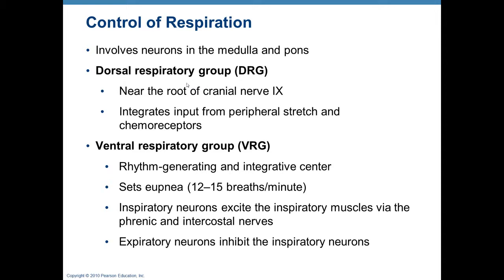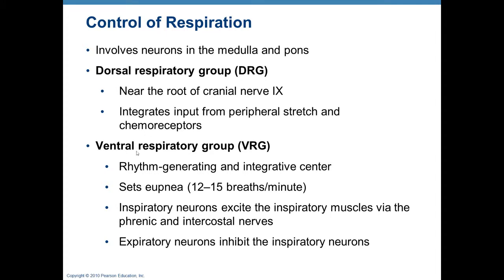There are clusters of these neurons. One cluster forms a group called the dorsal respiratory group. So it's going to be on the dorsal side of the brainstem. It's actually near the root of cranial nerve number 9. Remember all those from Biology 201? And that takes input from stretch receptors in the lungs that are detecting the level of inflation of the lungs, and also chemoreceptors that are detecting the levels of oxygen gas and carbon dioxide gas and pH as well.